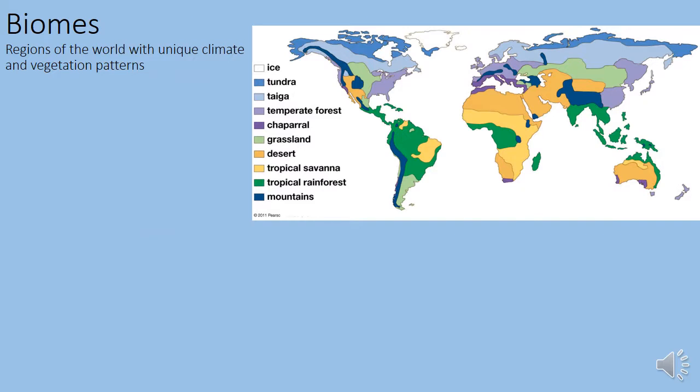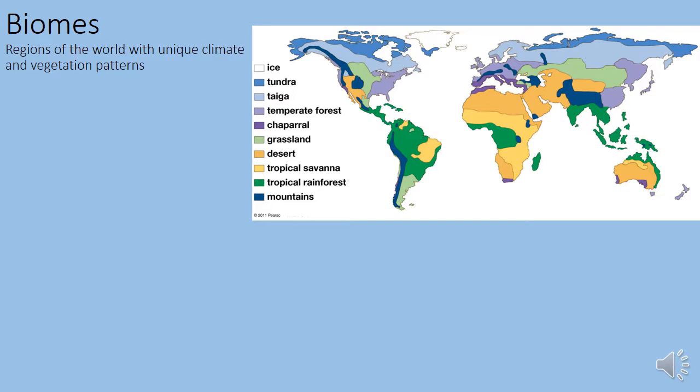So if we look at ecosystems around the world, at the broad scale at the world level, we can classify all the ecosystems into large categories. And we call these biomes. A biome is a region of the world with a unique climate and vegetation pattern.